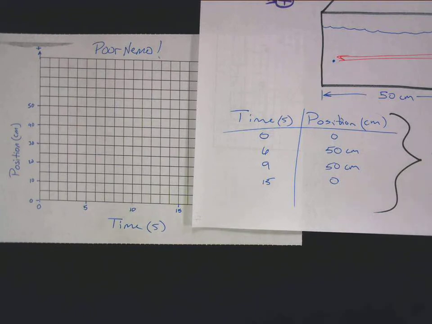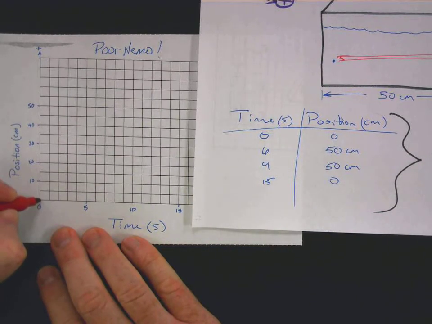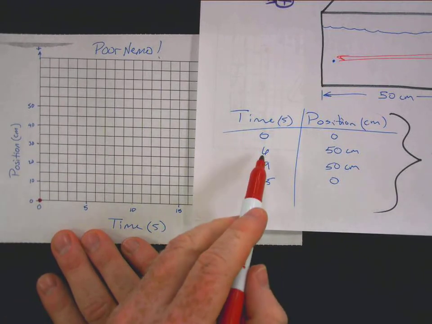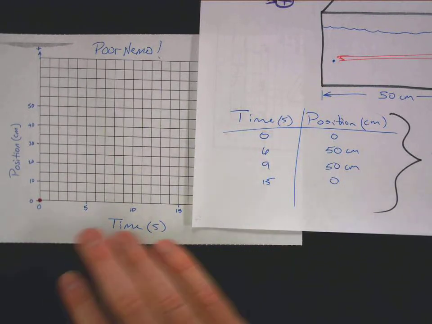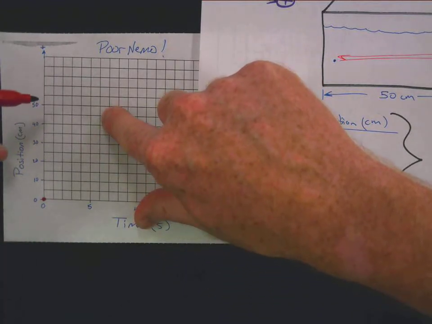And so, at time of 0, the position is 0. So 0, 0, right there. At time of 6 seconds, position of 50 centimeters. So there's 5 seconds, there's 6. I want to go up to 50 centimeters.